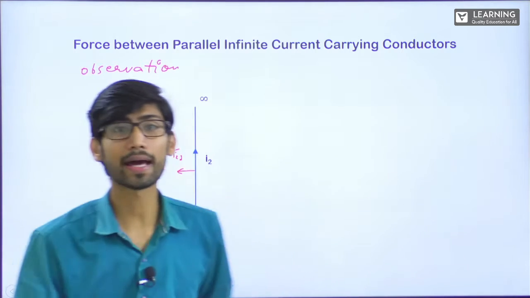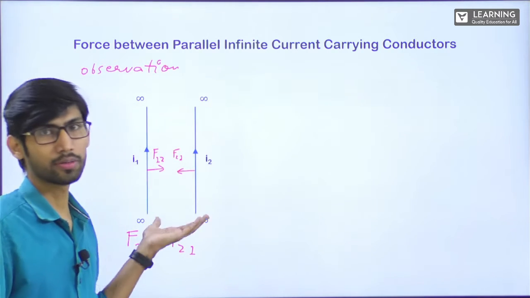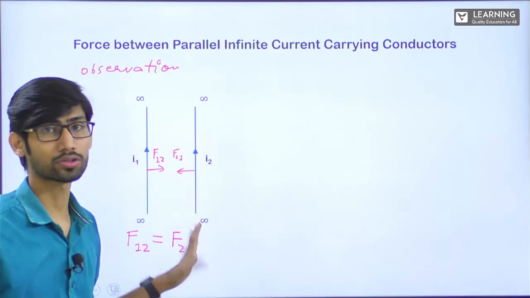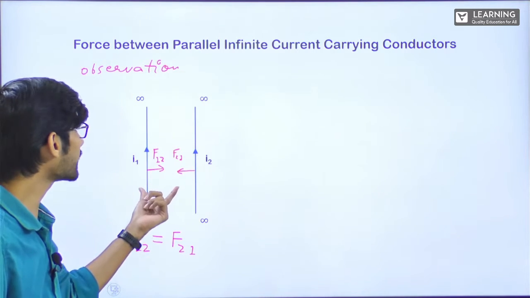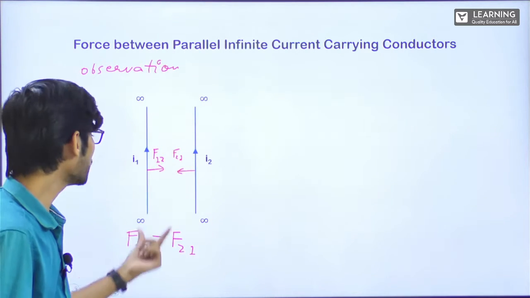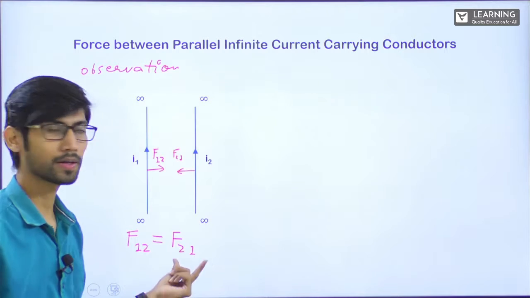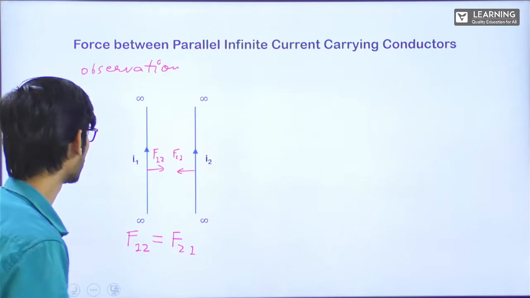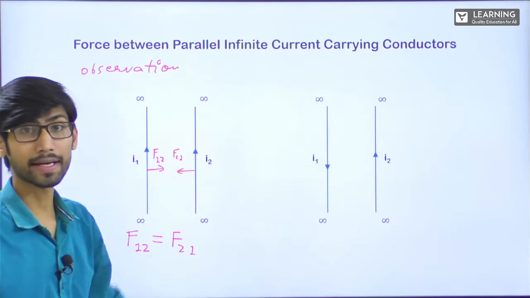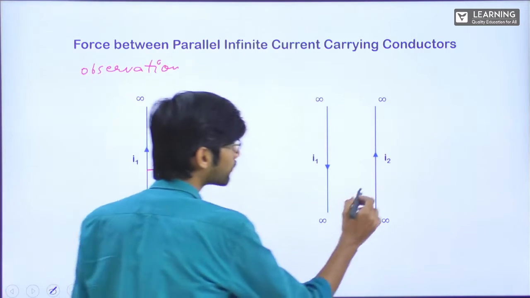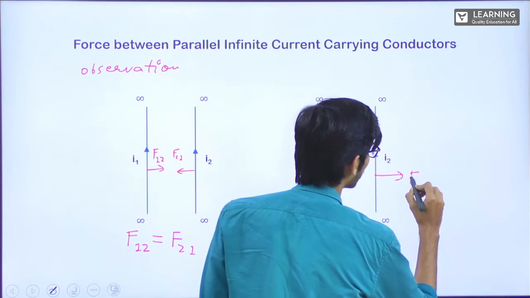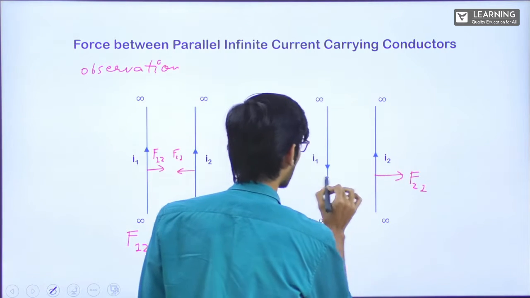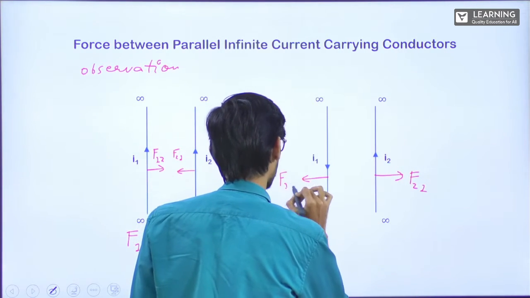Now depending on the direction of current, it will be decided whether it will be an attractive force or a repulsive force. If the direction of current is the same in both the wires, it will be an attractive force. Clear? Attractive force. And if the direction of current is opposite, then what will happen? It will be a repulsive force. Force on 2 due to 1. Force on 1 due to 2.